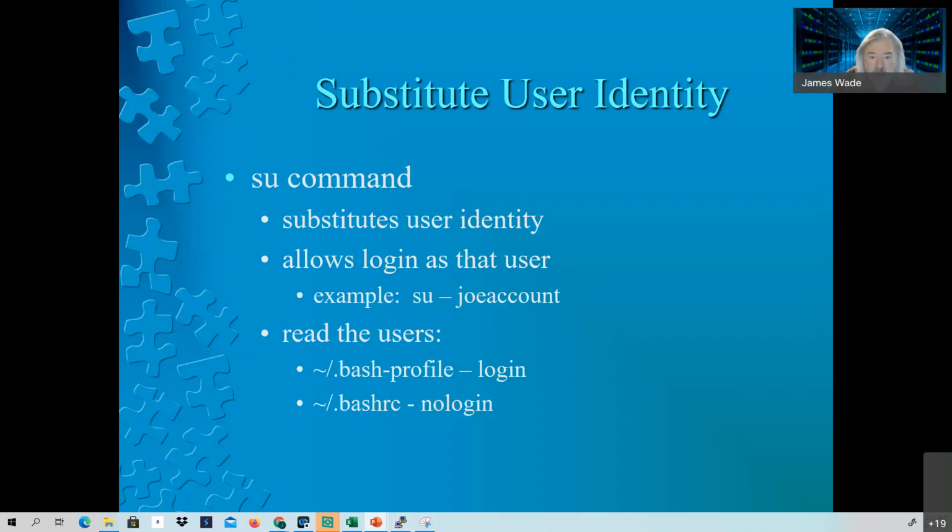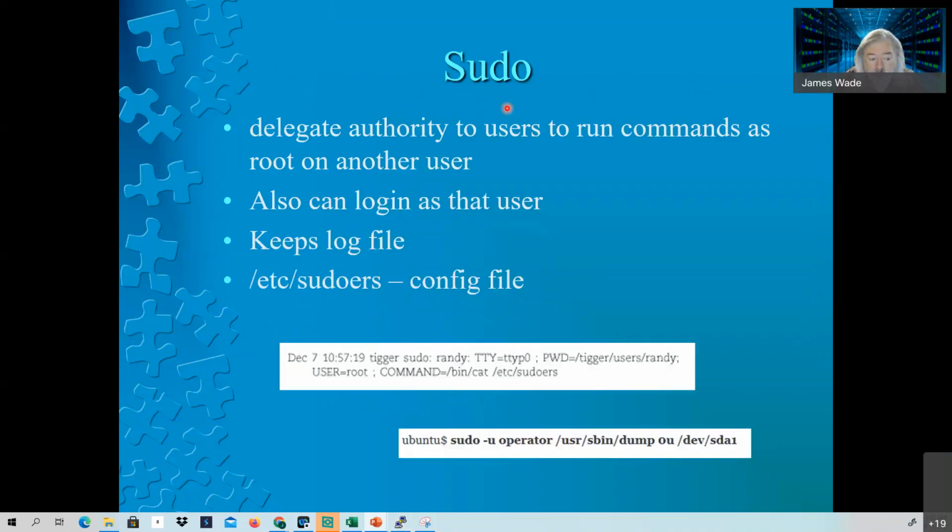Now there's another one. This one's called sudo. It allows us to delegate authority to users to run some other command as root, and it can also give us permission to run as root. The nice thing is it keeps a log file, so we know what the user ran, and a configuration file called the sudoers file. Okay, /etc/sudoers. And it could be in a different location as well. Depends on where you loaded it.